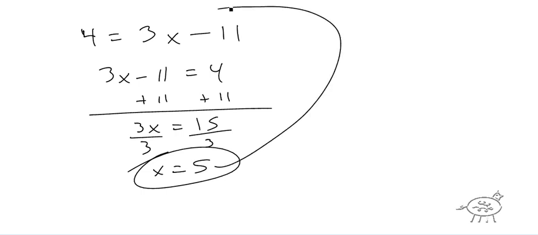Again, substitute that in there, check it. 3 times 5 is 15. 15 minus 11 is 4. So that checks. All right, very easy. Okay, a couple more problems here. 2/3 x minus 7 equals 5.